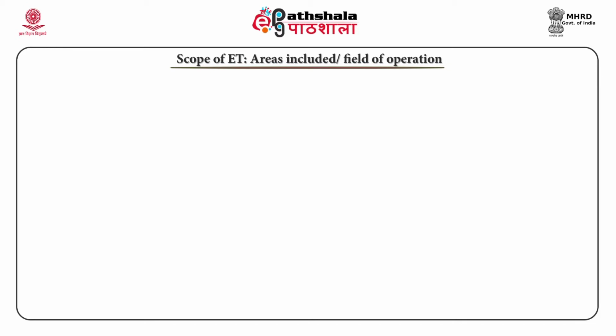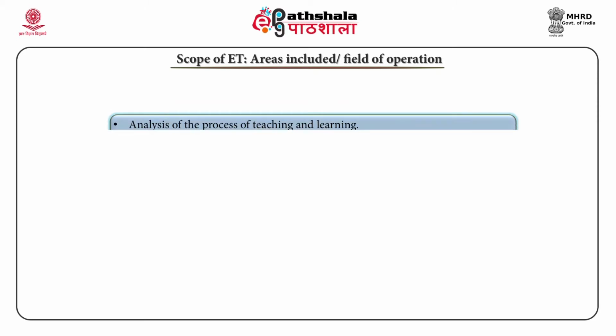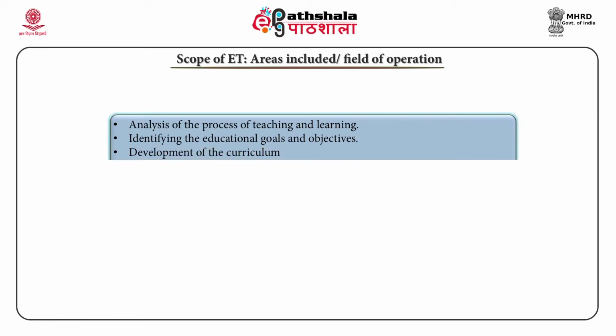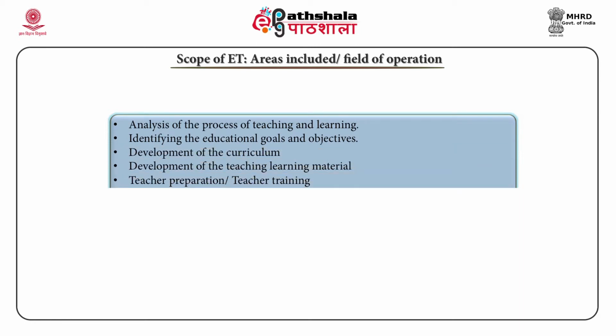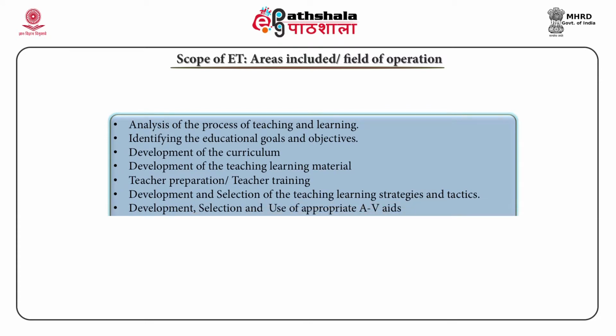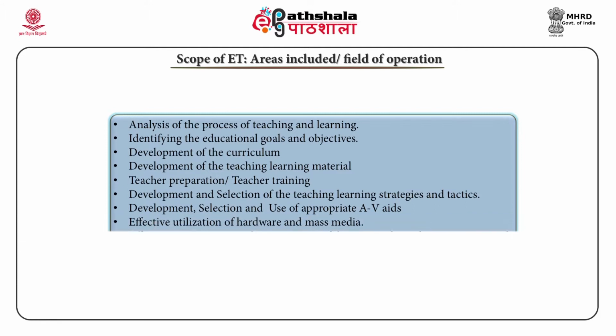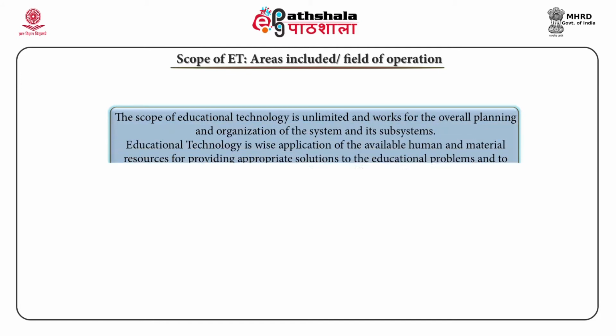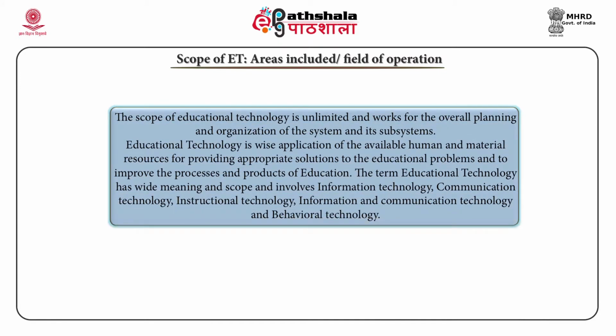Scope of educational technology. Areas included: field of operation, analysis of process of teaching and learning, identifying the educational goals and objectives, development of the teaching-learning process, teacher preparation and teacher training, development and selection of teaching-learning strategies and tactics, development, selection and use of appropriate AVAs, effective utilization of hardware and mass media. Now, educational technology is wise application of available human and material resources for providing appropriate solutions to the educational problems and to improve the process and products of education.